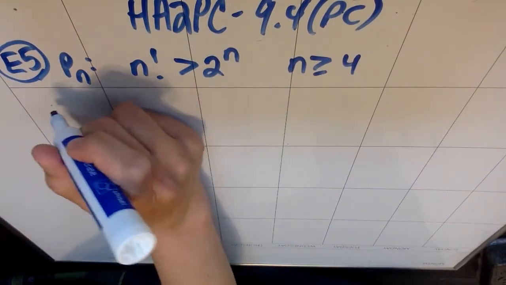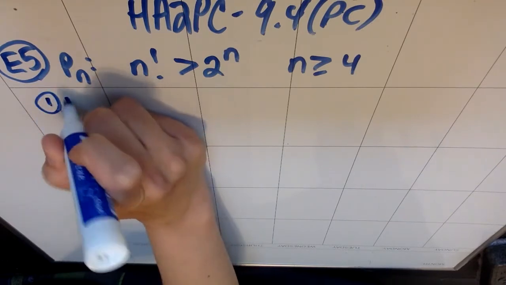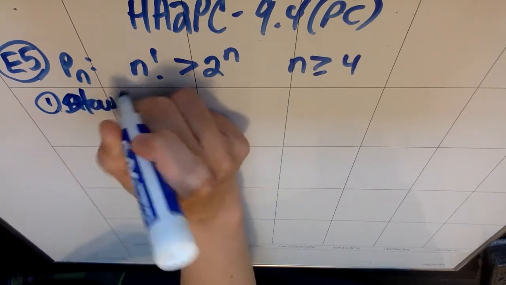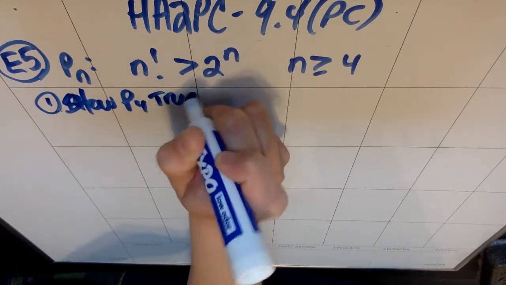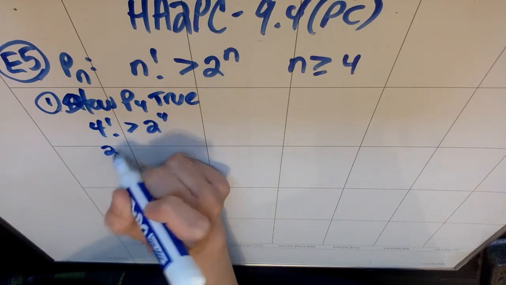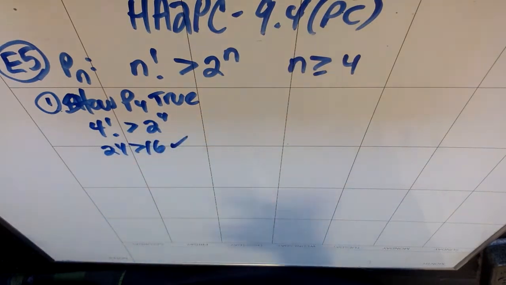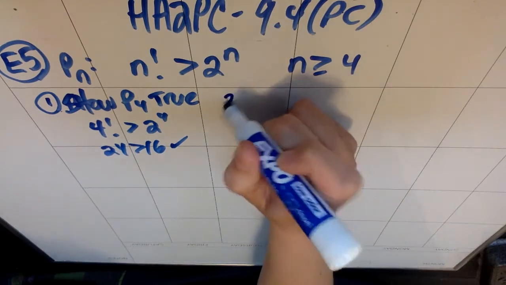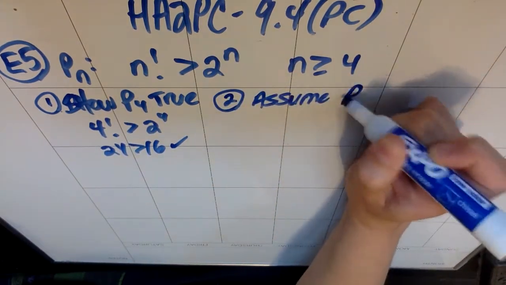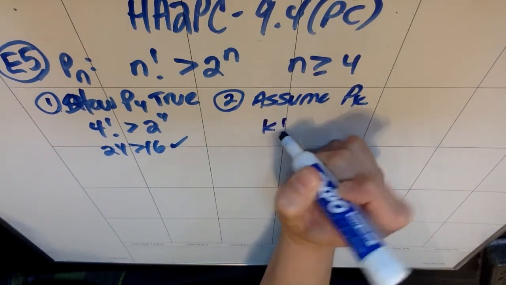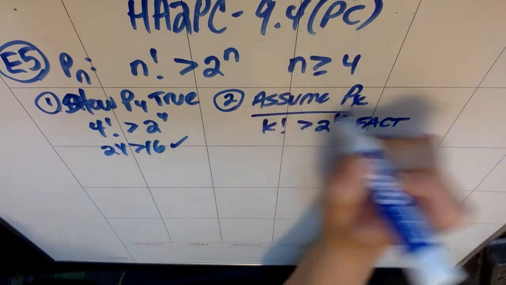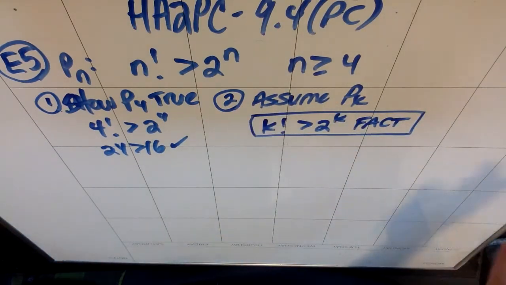So we go ahead and do our proof. My first step is going to be to show that P sub 4 is true. That's going to say 4 factorial is greater than 2 to the 4th. Well, that's 24 is greater than 16, and it's absolutely true. Great. Second step is I'm going to have to assume P sub k. So I'm going to assume that k factorial is greater than 2 to the k, and that is a fact that I'm going to be able to use for my manipulations in a minute.